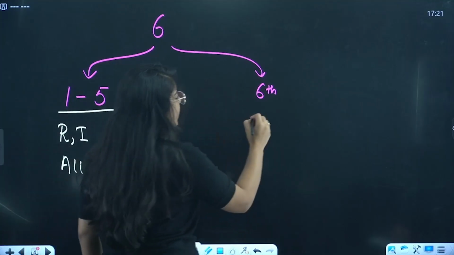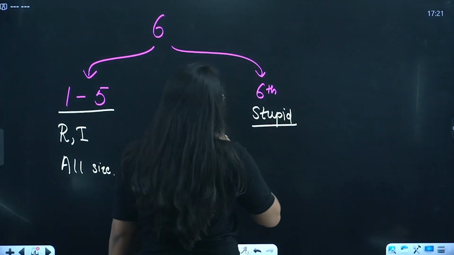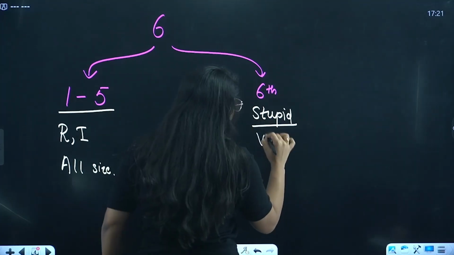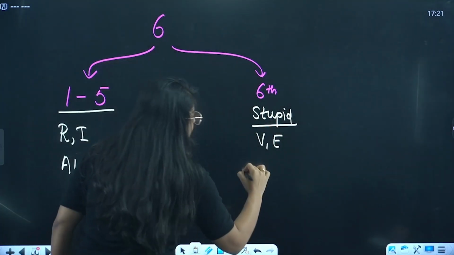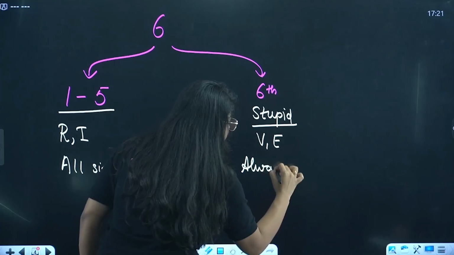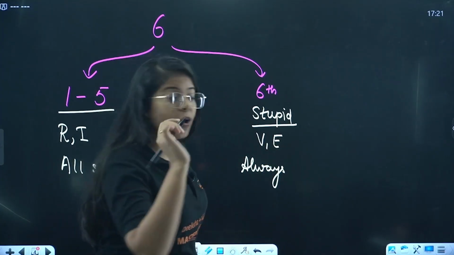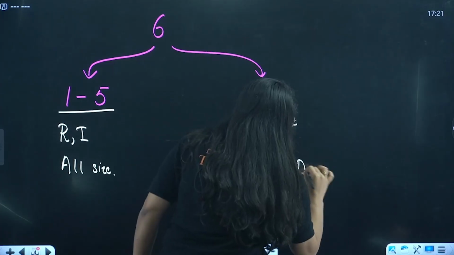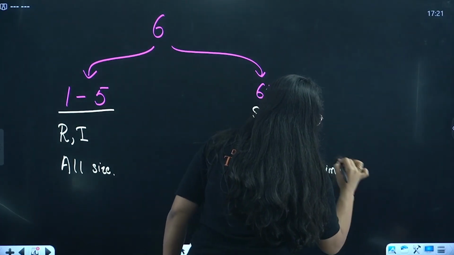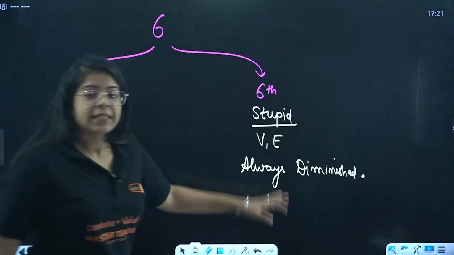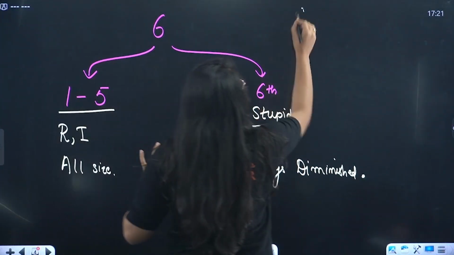Now the 6th case beta, we call it our stupid case. Why? Because it is completely different. Here virtual and direct images are formed, and always, this word is very important, as Professor Snape said, always, this is always diminished. Done beta.